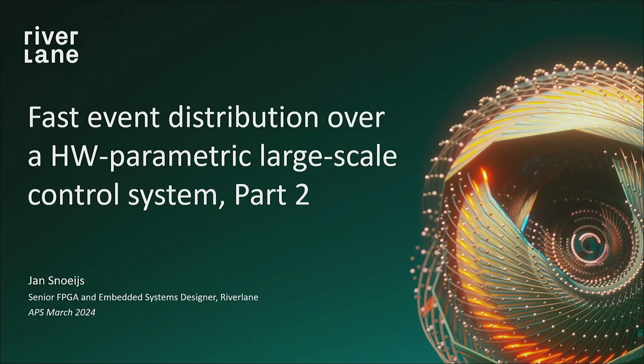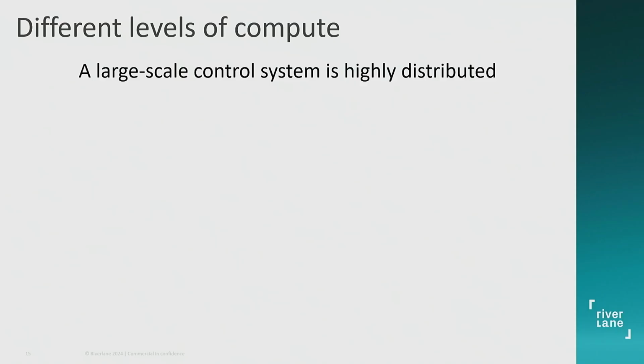All right. Hi, everyone. So I'm Jan Snoeijs. I'm an FPGA designer at Riverlane. And Andrea gave us a nice overview of the requirements for a control system to be compatible with error correction at scale. And I will now dive into a bit more of the architectural decisions and solutions we came up with during the design phase of our control system to address those requirements.